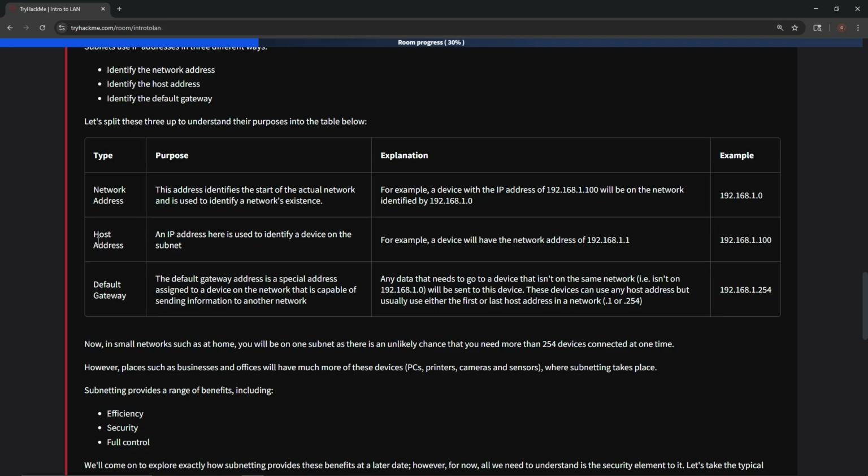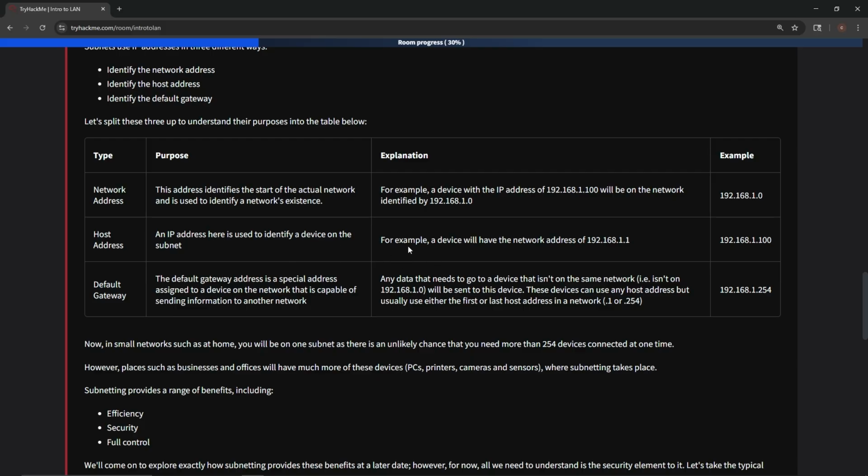Next we've got the host address, which is an IP address. An IP address here is used to identify a device on a subnet.